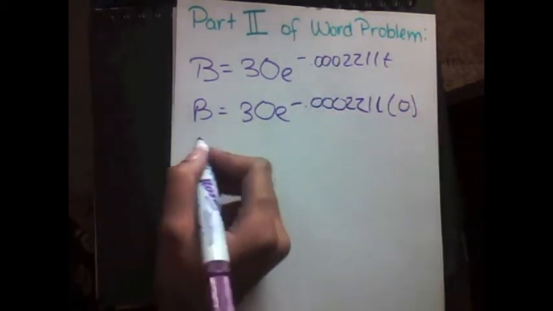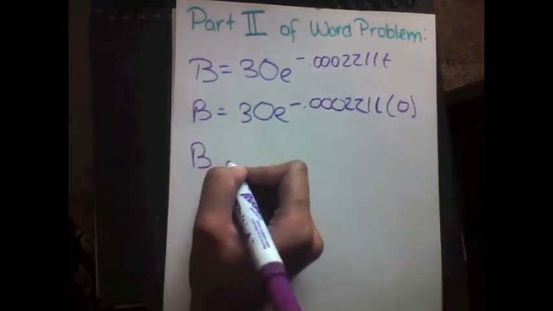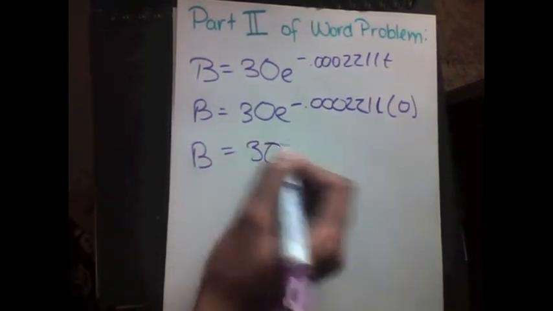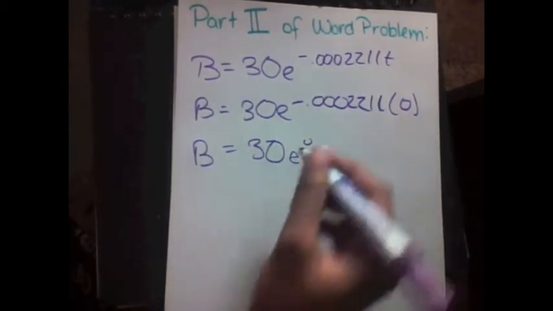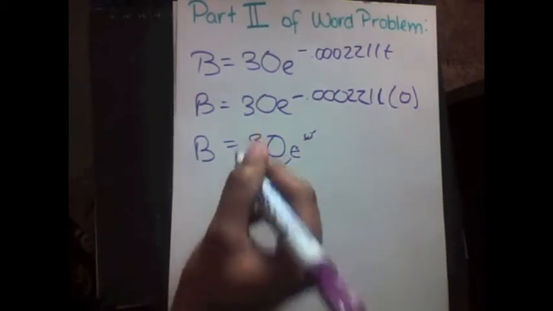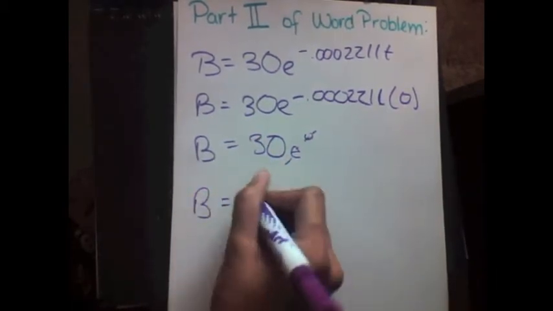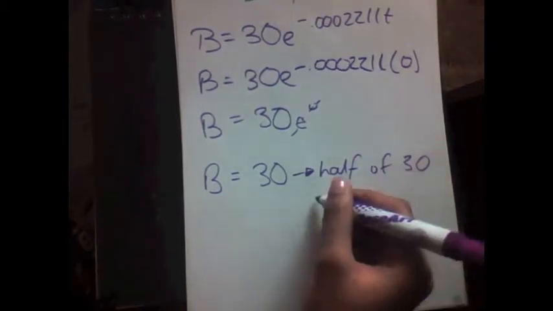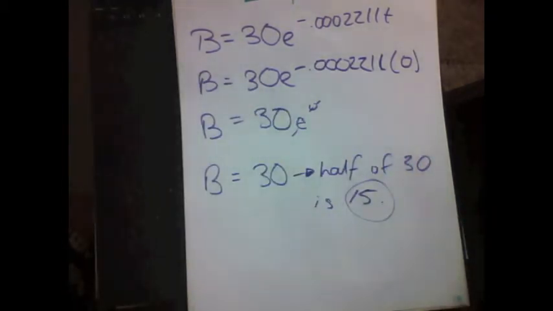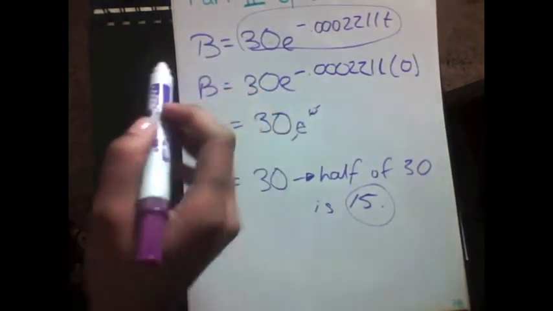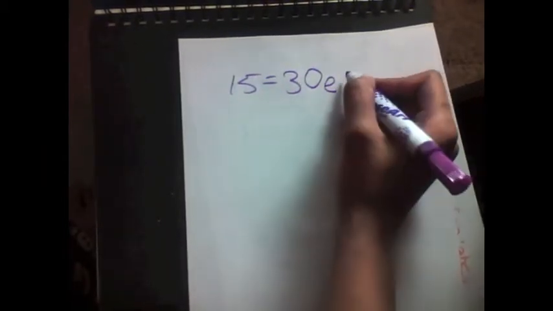Anything multiplied by 0, we know equals 0. And then these are here, of course, it's going to be 0. Then you have 30 times 1, which is 30. Now, this is what you're going to use for the rest of your problem. We're going to set up our original problem right here. We're going to set this equal to 15 instead of b. So 15 is going to equal 30e.